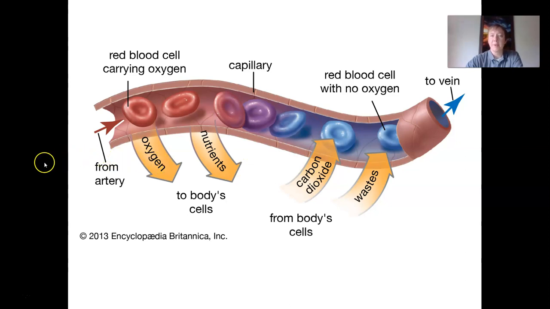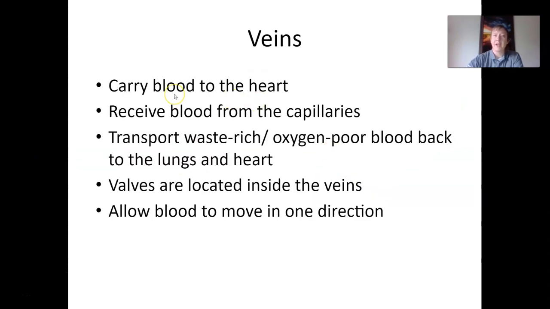So in the arteries, our blood tends to be oxygen rich, and in our veins, our blood tends to be oxygen poor. Looking at the veins, again, they carry blood to the heart. One of the key differences between an artery and a vein is that arteries carry blood away from the heart, while veins carry blood to the heart. They receive blood from the capillaries, which tends to be waste rich and have less oxygen, but it's carrying blood back to the heart and lungs to get rid of that waste and add more oxygen to it.